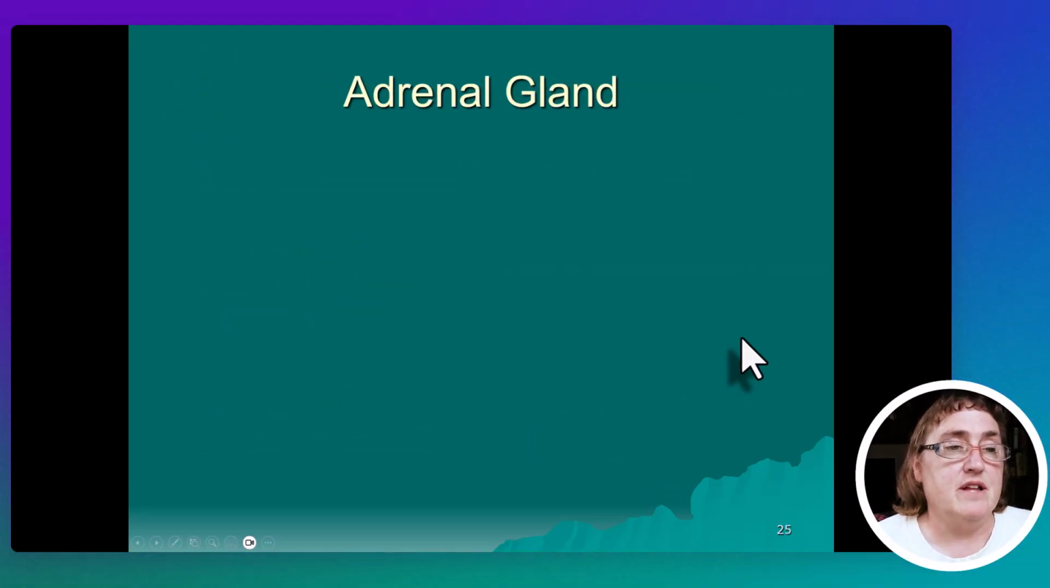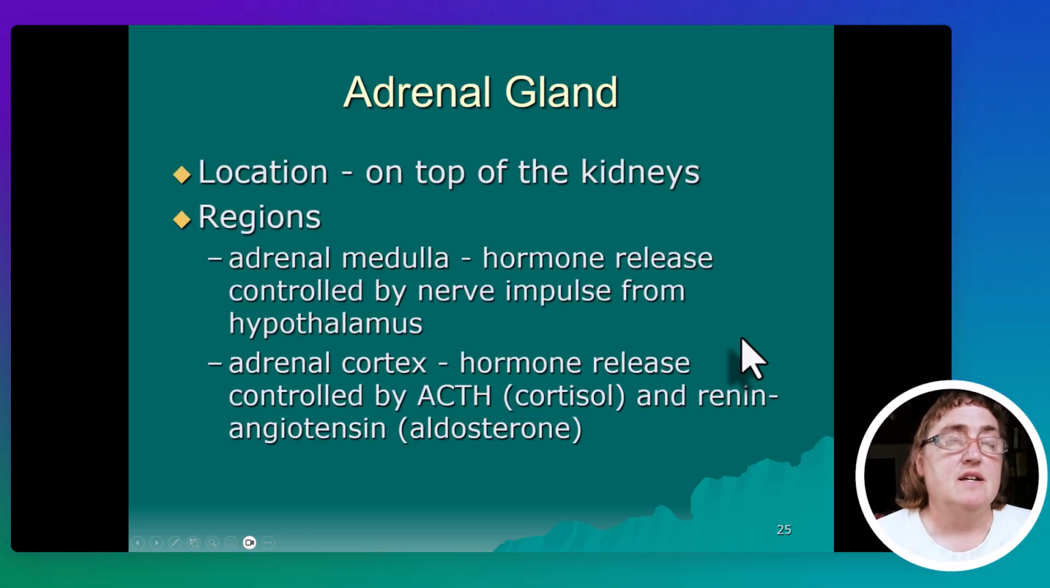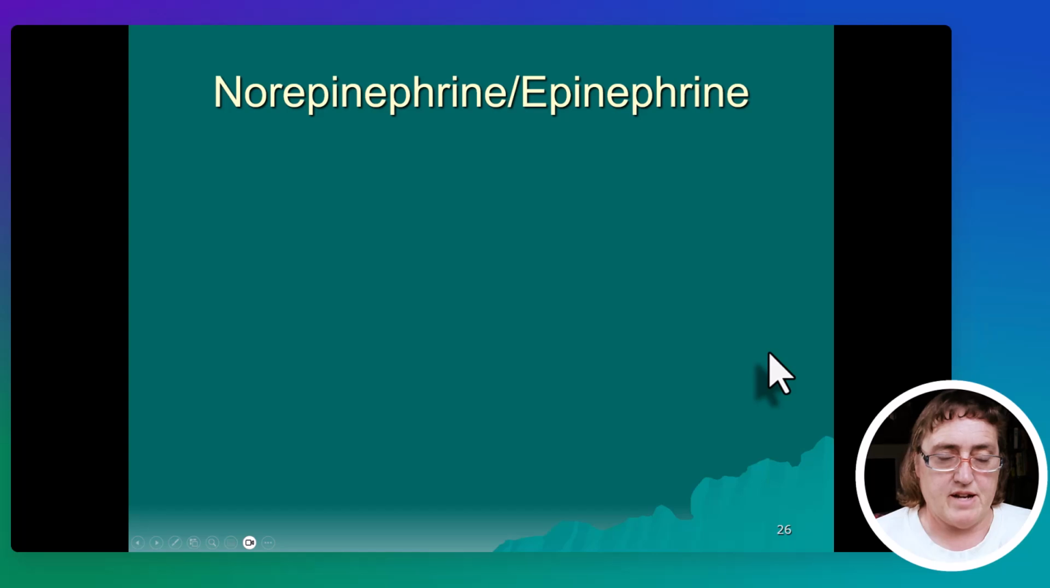All right, the adrenal gland, located on top of the kidneys, basically has 2 regions, the medulla and the cortex. The medulla is the middle, and that's where epinephrine is released, and the cortex is the outside. The hormones that are released from the cortex include cortisol and aldosterone. And those are the next hormones that we're going to talk about.